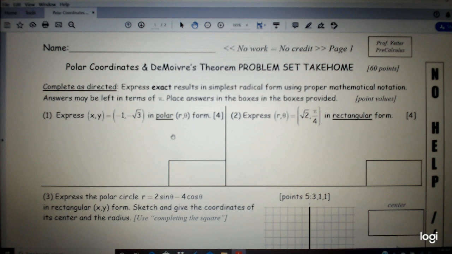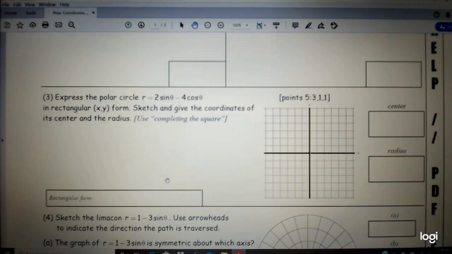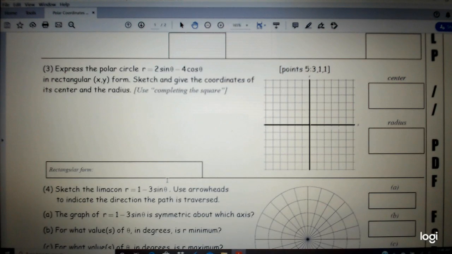Okay, so question 1. It doesn't matter whether you give me theta in radians or degrees. I picked 1 and 2 because they do work out pretty nicely. So you'd make your diagram, whatever quadrant you think is accurate, and away you go. Put the answer in the box, okay? All right, question number 2.